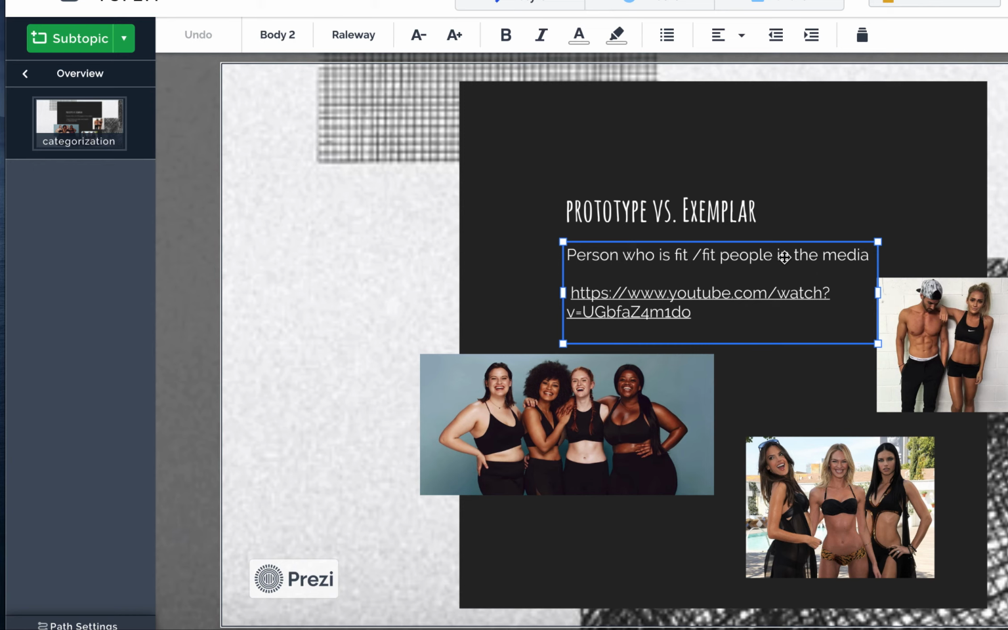So essentially, the prototype of a fit person or a person who is healthy and happy in the media is totally different from what we think of as healthy and happy a lot of the time. Unless you have an eating disorder, then you have a skewed view, a distorted view.